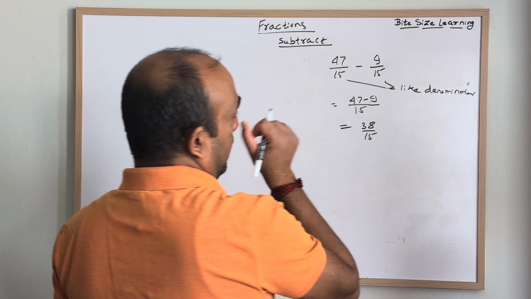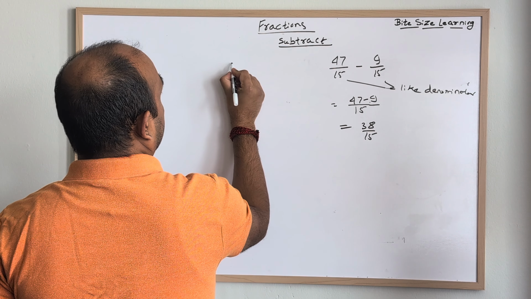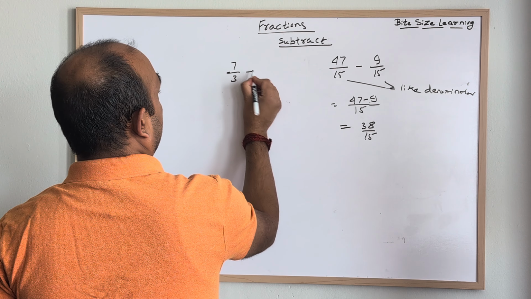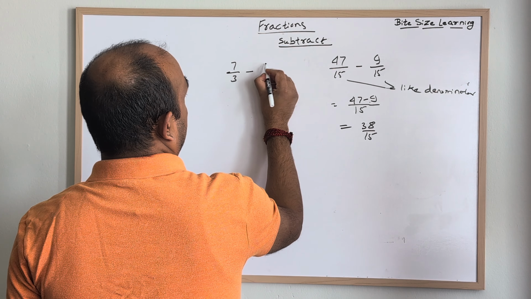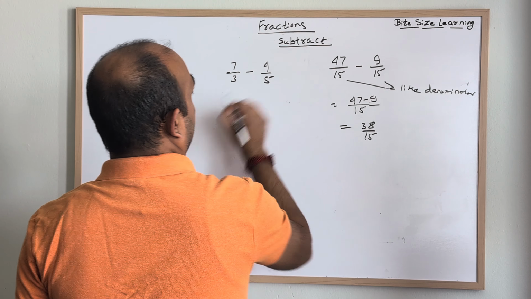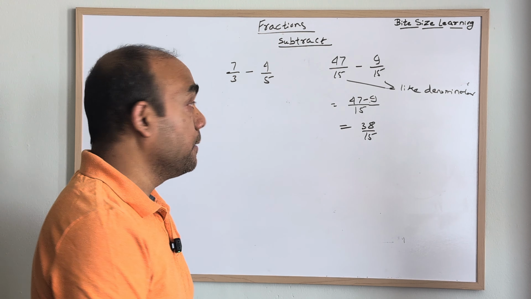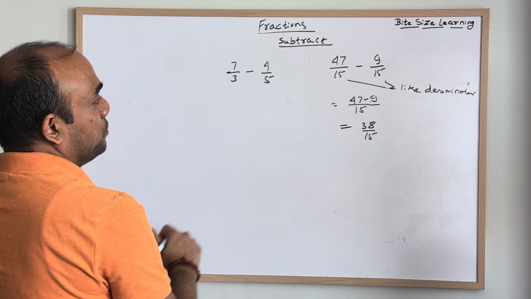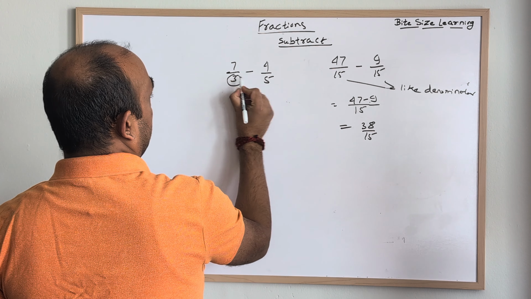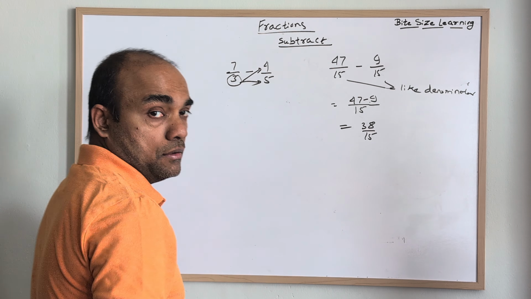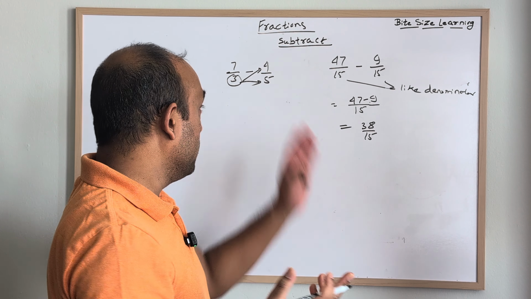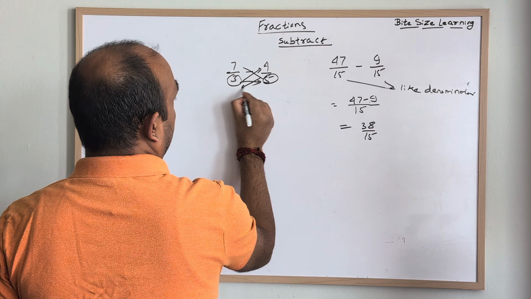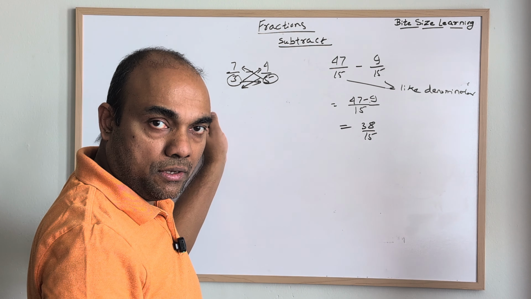Now let's say you have a number 7 upon 3 minus 4 upon 5. All right. So now you don't have the denominator equal. So in this case, what you need to do is to take this denominator and multiply the numerator and denominator of the other fraction, and then take the other denominator and multiply the numerator and denominator of the first fraction.